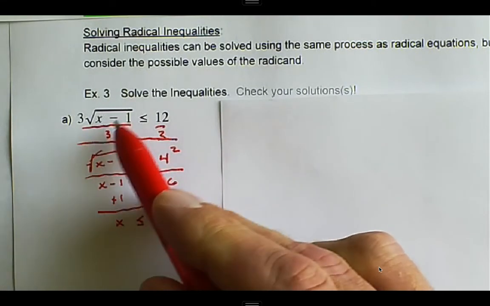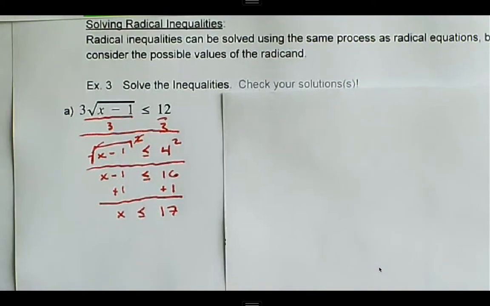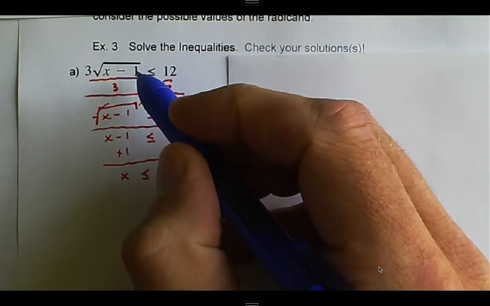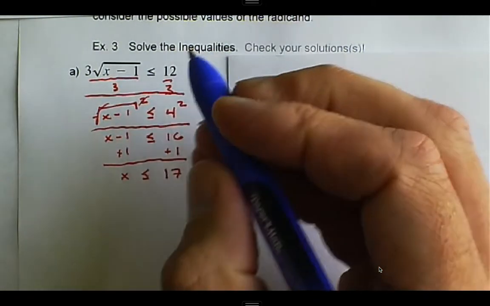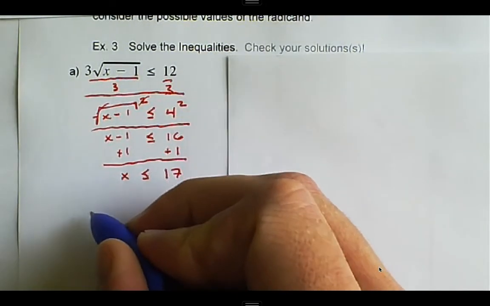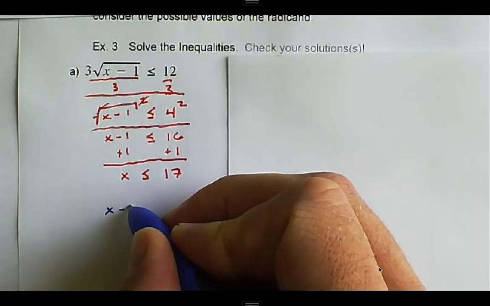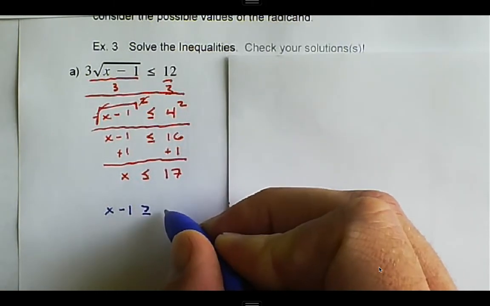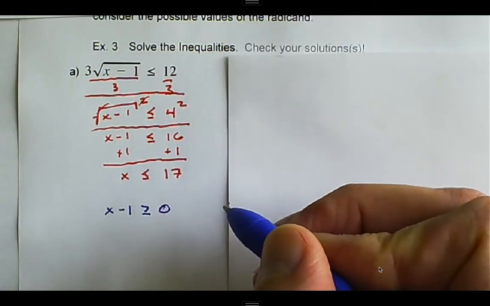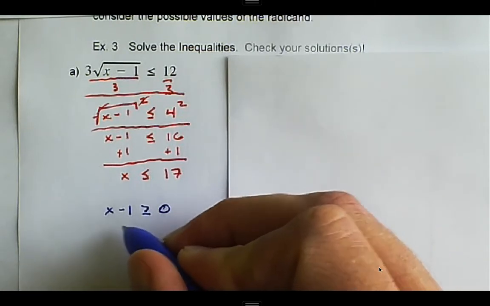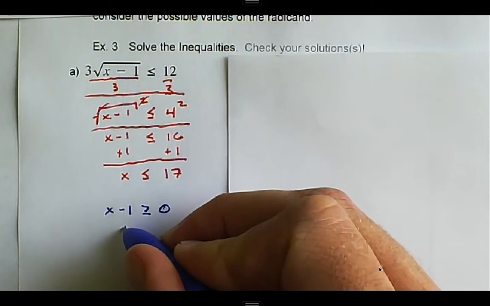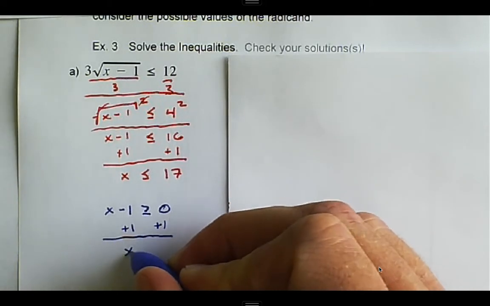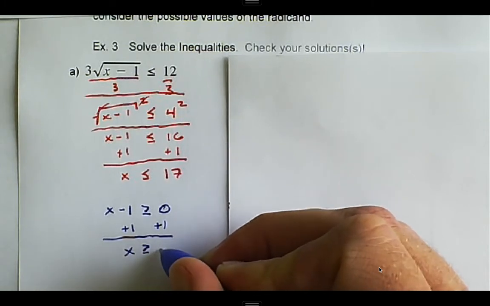Now we have to consider what's under the radical. To do that, all we do is take the value that's under the radical. In this case, it's x minus 1, and that has to be greater than or equal to 0. So that says x minus 1 cannot be negative. So we add 1 to both sides, and we get x must be greater than or equal to 1.